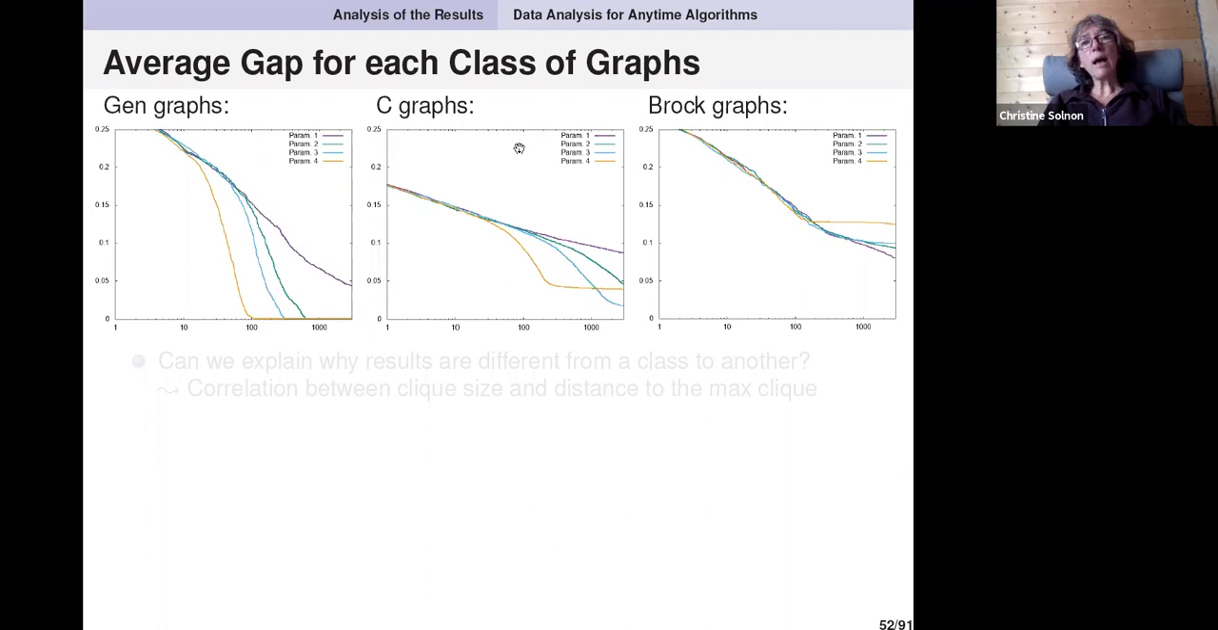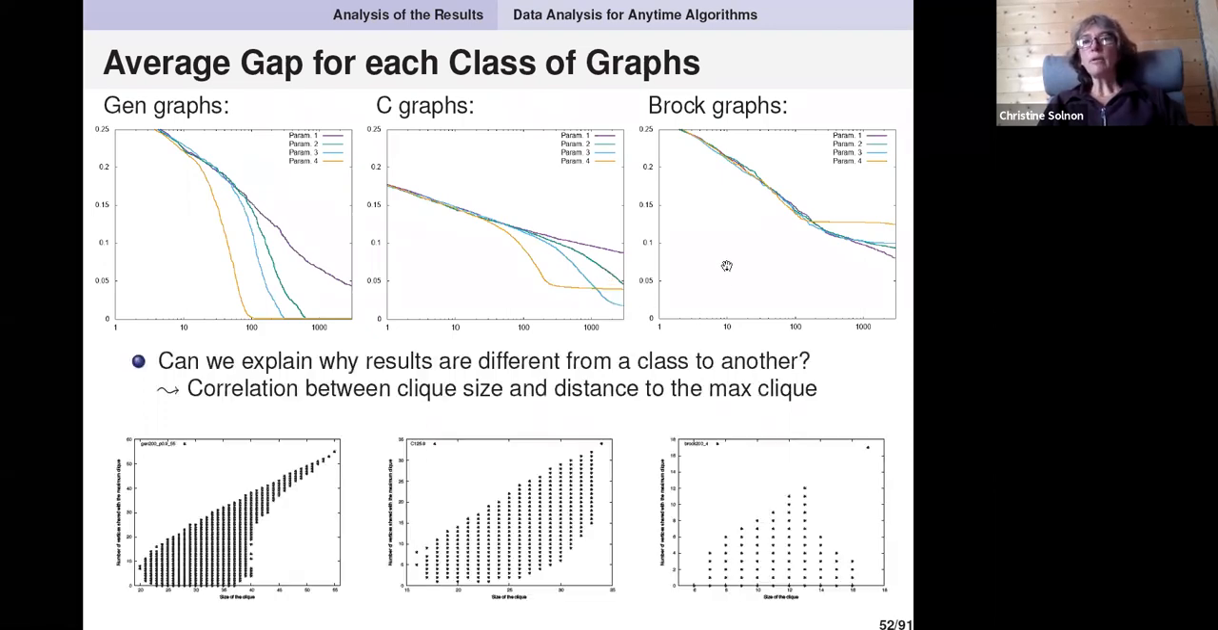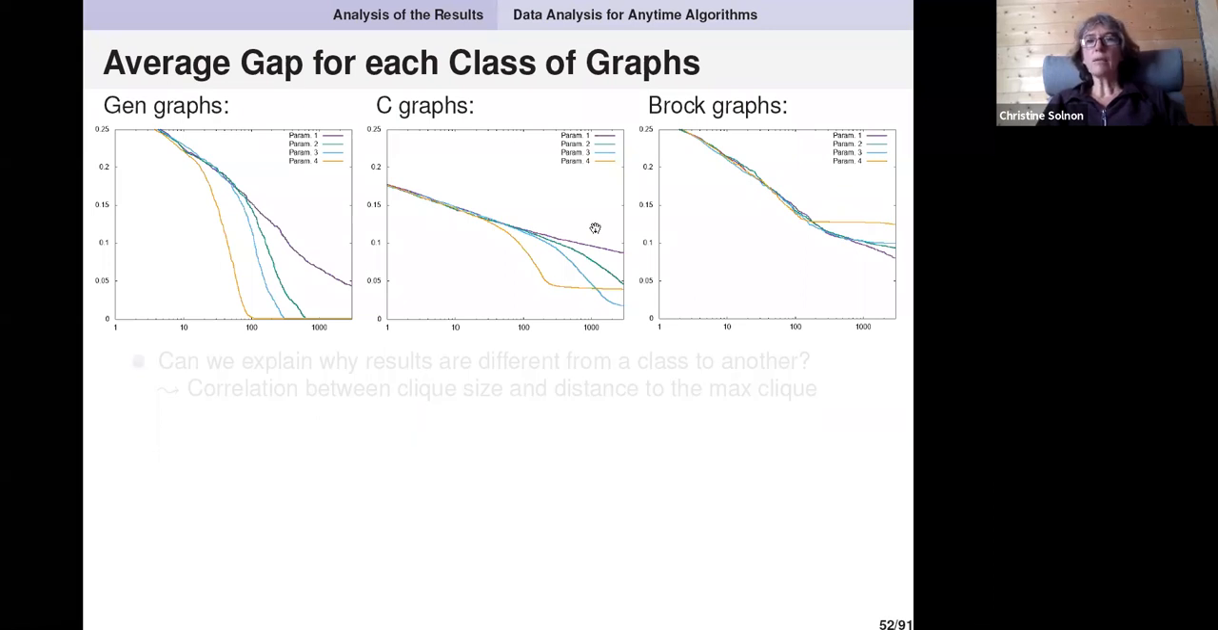Whereas on C graphs, the yellow parameter is the best one for short CPU time limits, but when I have longer CPU time limits, the blue parameter becomes better. And probably if I had increased the CPU time limit, the green parameter would have become even better than the blue one. And finally, the third class of graph is the Brock class.